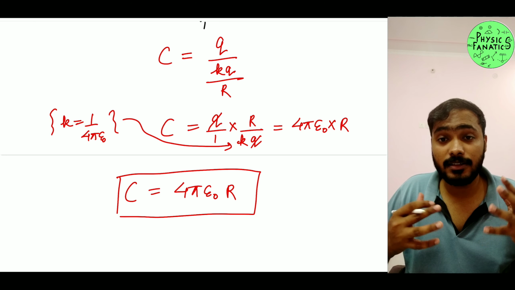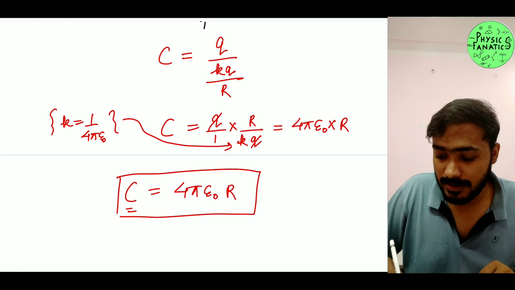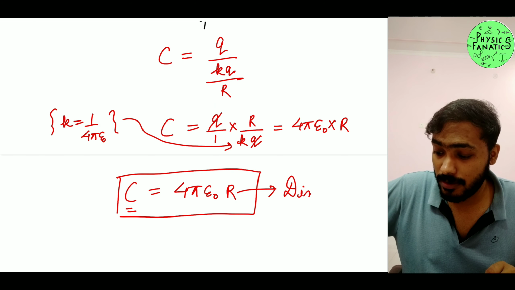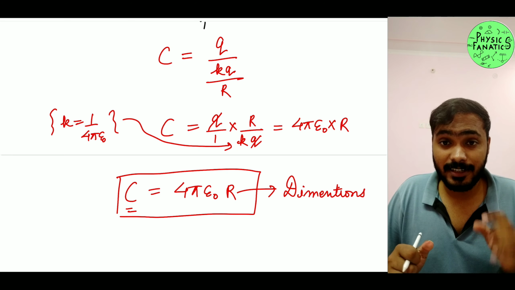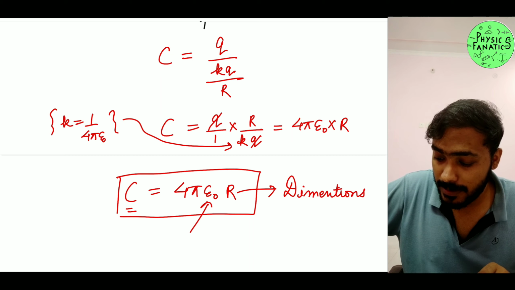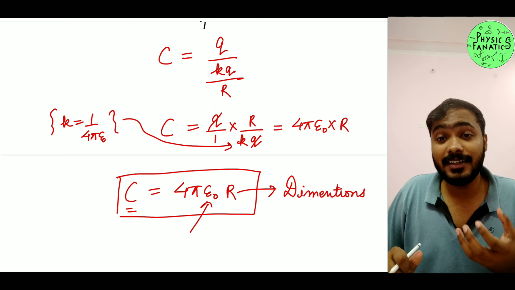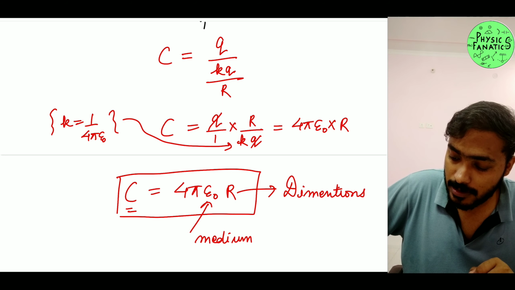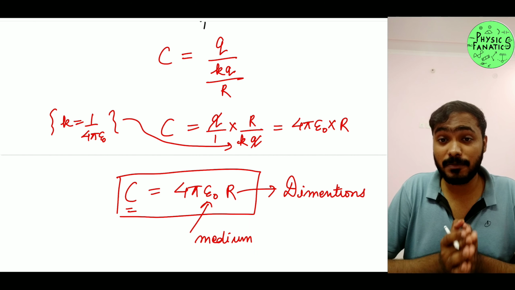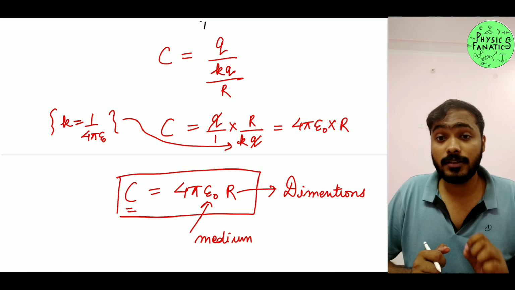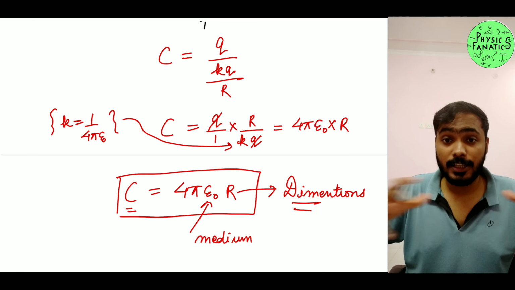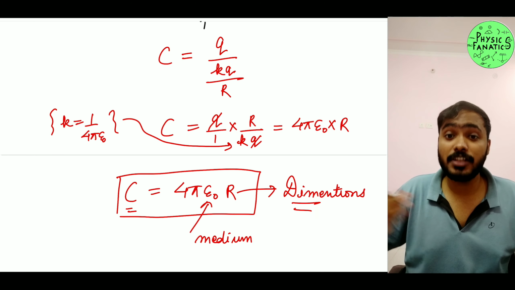Now here you guys can see that my capacitance depends upon the dimension, because it depends upon R, the dimensions of my conductor. I hope you guys can understand, right? Also, it depends upon epsilon naught. Epsilon naught is actually the medium term. Is that a yes or no? It depends upon the medium also. You have to understand your capacitance does not depend upon the charge or the potential. It depends upon the dimension, how big your conductor is. The bigger the conductor, the more charge you can accommodate.